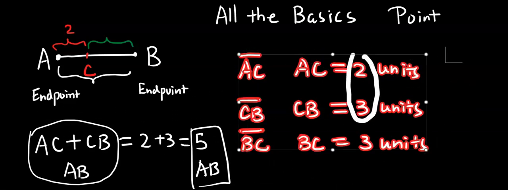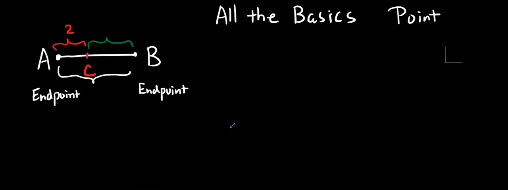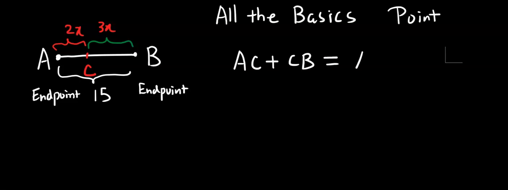Excuse me, I'm trying to erase this so you get more space here. All right, as I'm erasing, I'm thinking, okay, this time I'm going to give you segments AC is 2x. Segment CB is 3x. I'm going to tell you segment AB is 15. Can you find x? Based on what we understand earlier, we can say, oh, I know AC plus CB is AB. The next step, I will just simply substitute.